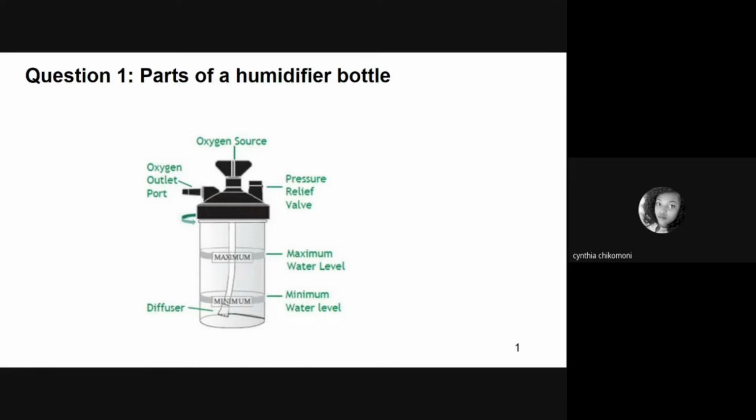The oxygen picks up humidity by flowing through the water bottles connected to the oxygen concentrators. Distilled water is made by boiling the water to steam, and this leaves behind impurities. The steam cools and condenses back into water and is collected. The collected condensed water is the distilled water. Hence, distilled water is used in humidifier bottles for the following reasons.